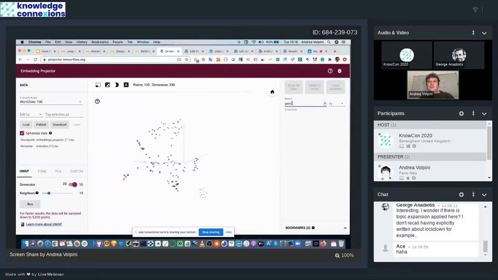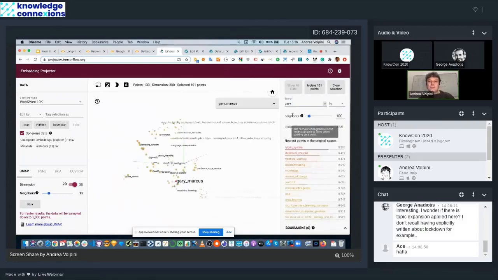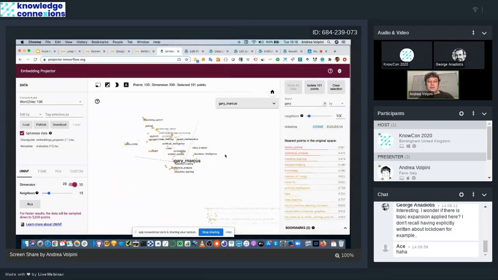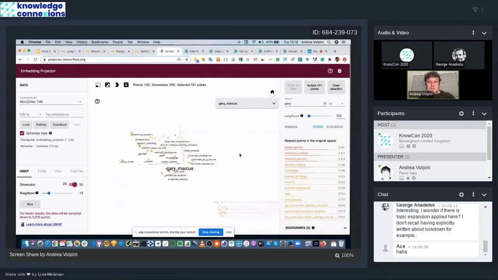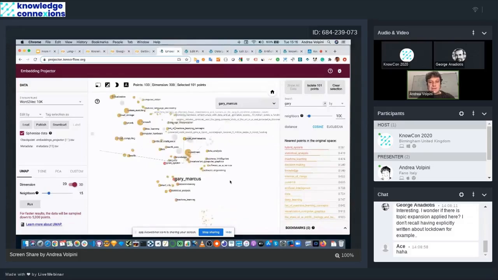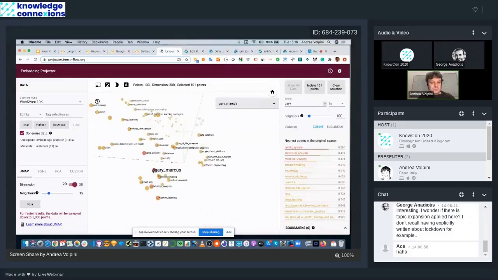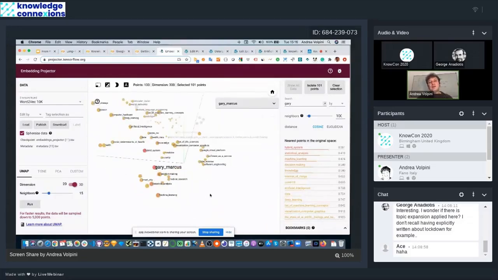And we can do this also with Gary Marcus, that we saw before in the presentation, and we can see that he's closest to hybrid system, to the statistical analysis that he discussed, and then of course decision making. And so we can start to take decisions with these embeddings because we can quickly see what is the closest concept that we have within the context of our knowledge graph.